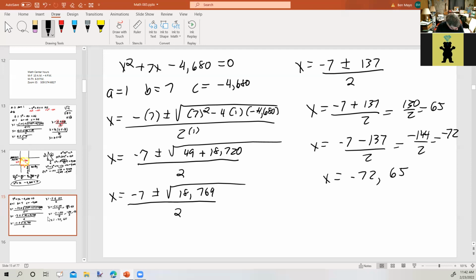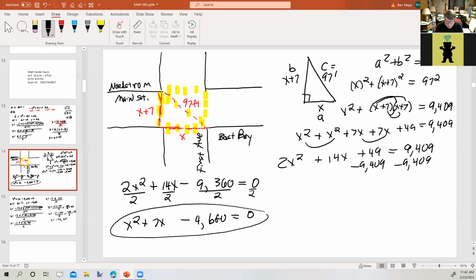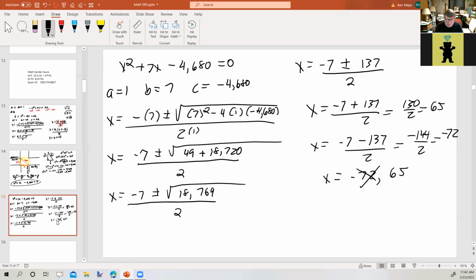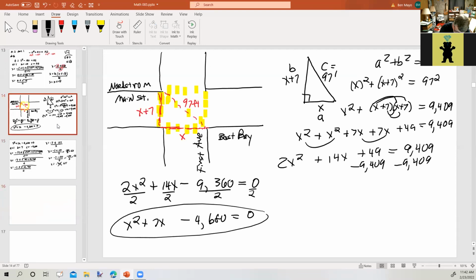Now, the problem with this is X represents a distance. So X can't be negative. Okay, so if X is 65, this is 65 feet. 65 plus 7 would be what? 72 feet. But we're not done.